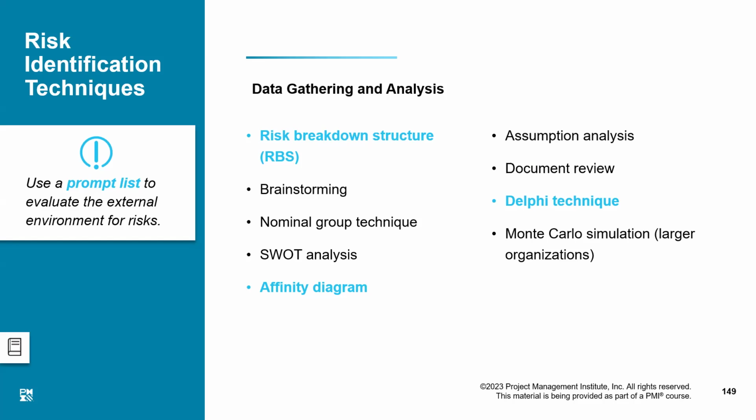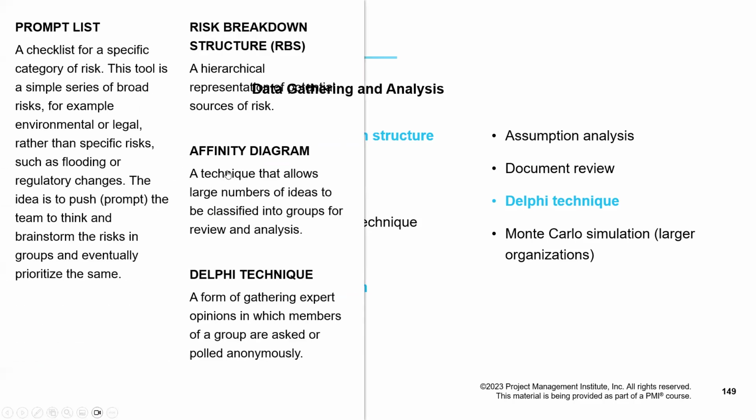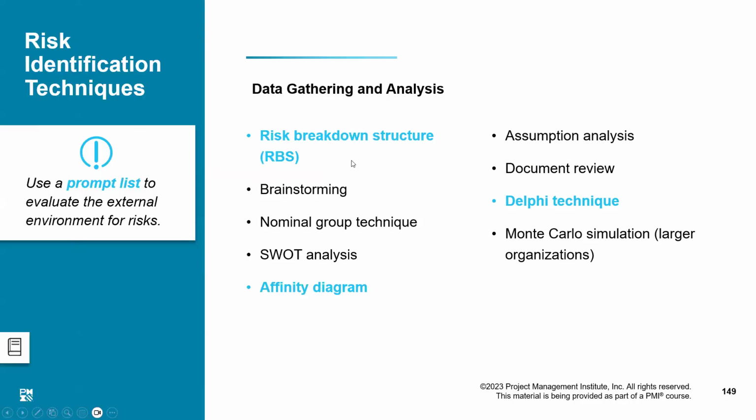Then we have the nominal group technique, which we have already talked about. We have SWOT analysis, we have talked about. Affinity diagram, also we have talked about. But just to show you, affinity diagram is a technique that allows a large number of ideas to be classified into groups for review and analysis. So that means affinity diagram is a good tool to develop a risk breakdown structure.